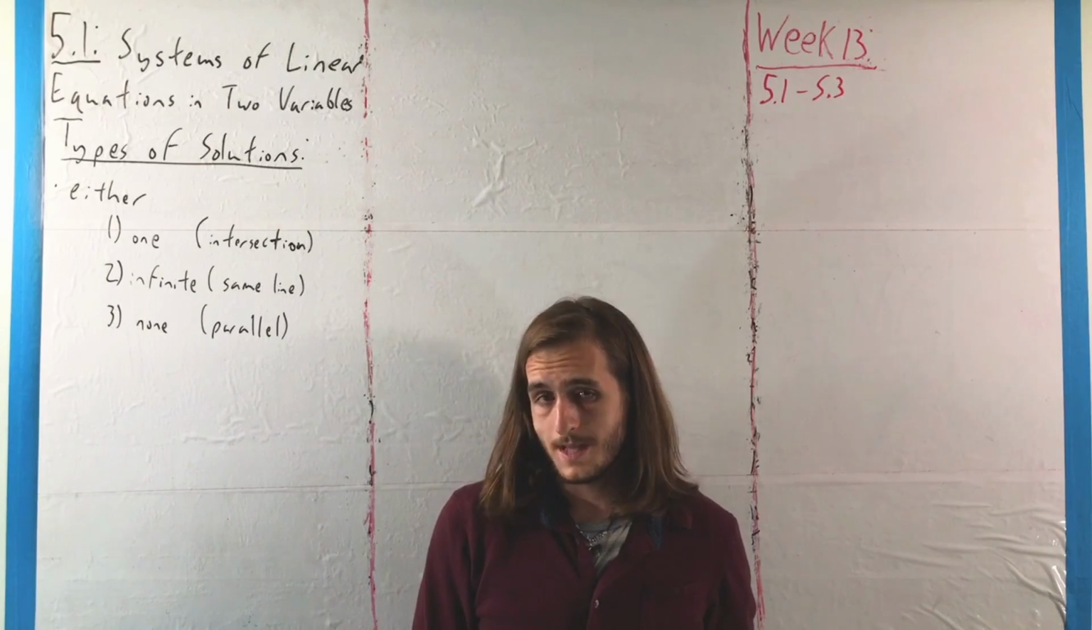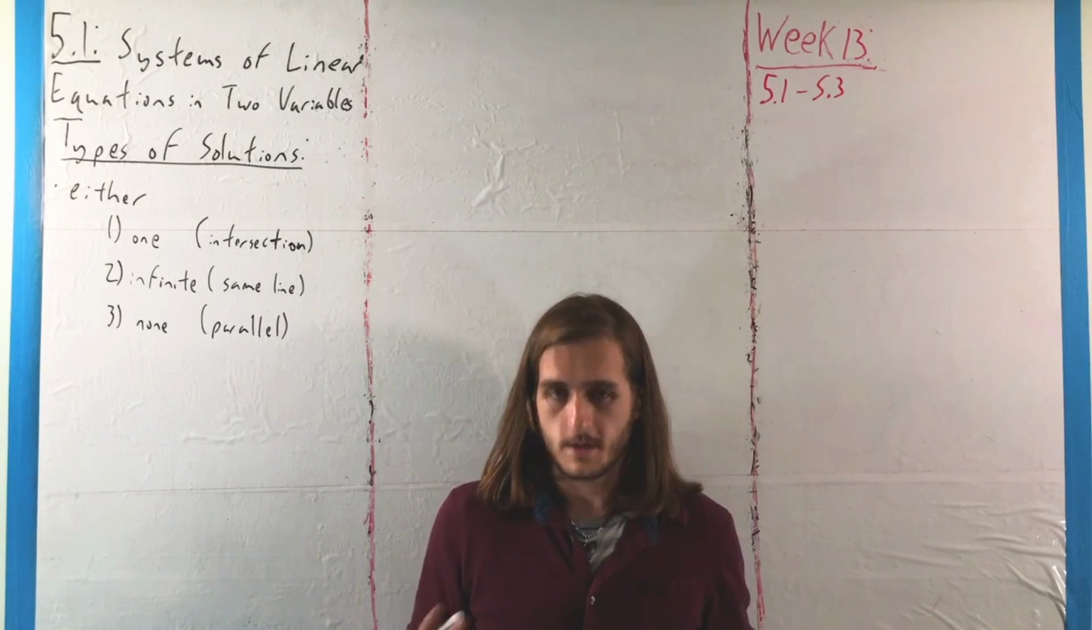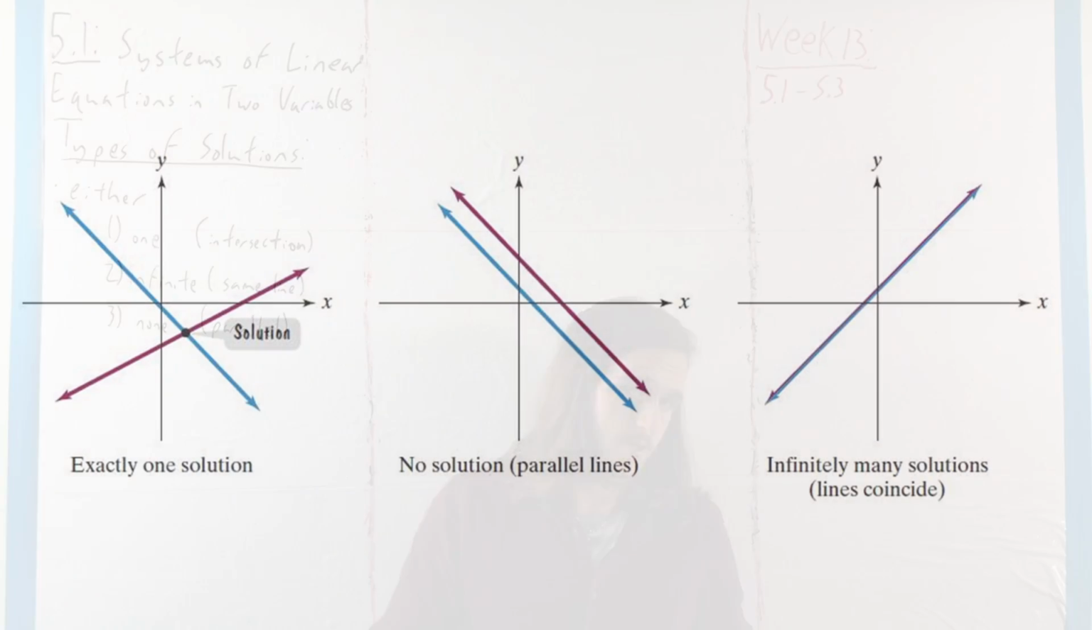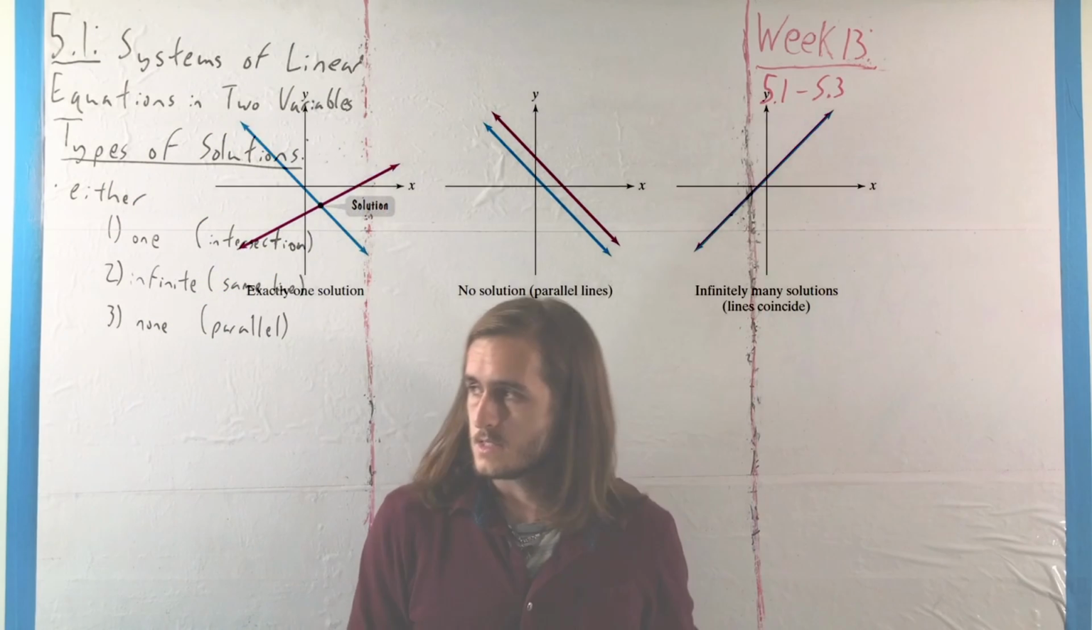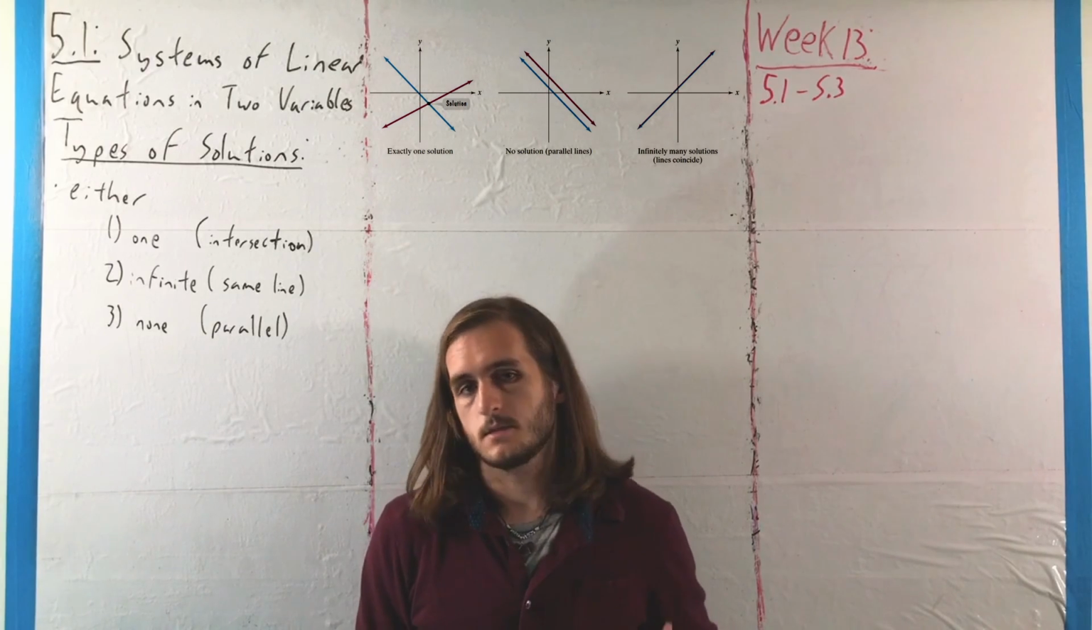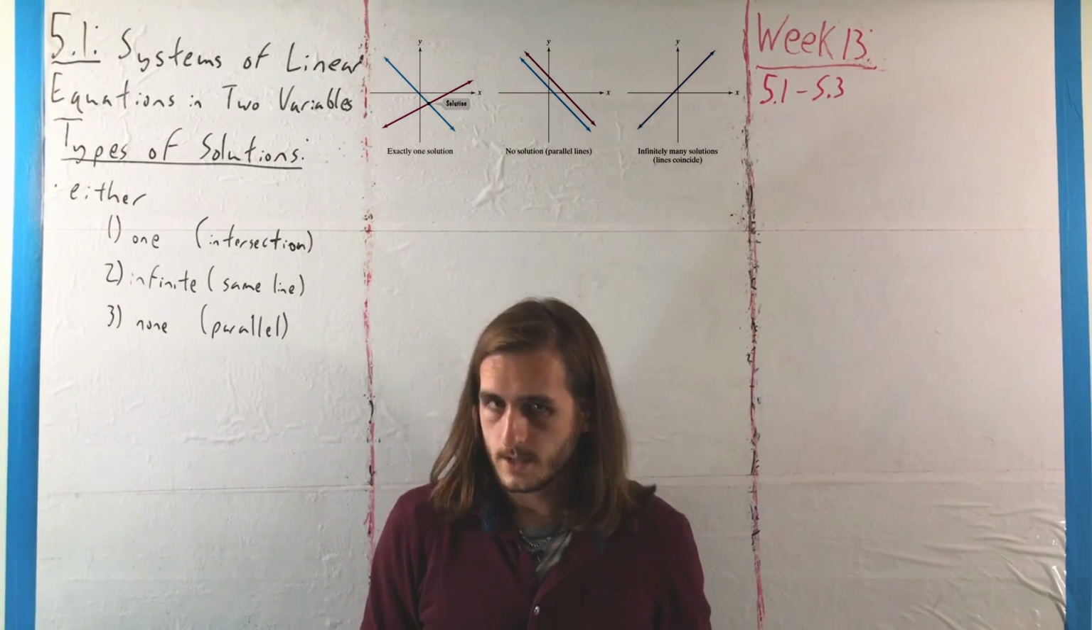So when it comes to lines in the plane, there's three things that can happen for a pair of them. Either they intersect one time uniquely, they are essentially the same line, just maybe drawn in a different way, or they are parallel lines. And for what we're dealing with here, we're dealing with systems of linear equations.